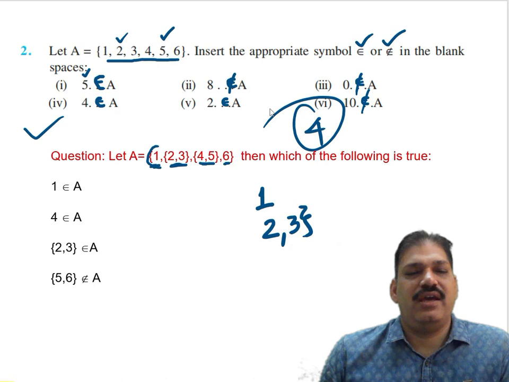Here it is asked: 1 is an element of A. Of course 1 is an element of A. This is true. We have to tell true or false. So this is true. 4 is an element of A. No, not at all. So 4 is not an element of A. This is false. {2,3}, this set is an element of A. Yes, this set {2,3} is an element of A. This is correct. That is true. And {5,6} is not an element of A. Mind it, {5,6}, yes, {5,6} is not an element of A. That means it is true. Saying {5,6} is not an element of A.